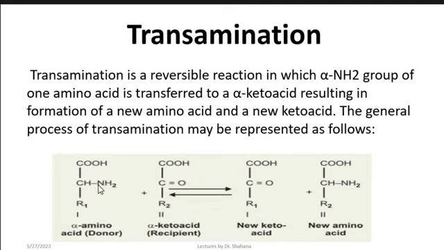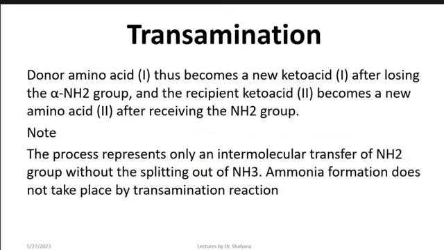The amino group is transferred from the carbon compound of one donor towards the alpha keto acid, a recipient, forming a new keto acid and a new amino acid. The donor amino acid becomes a new keto acid after losing the alpha amino group, while the recipient keto acid becomes a new amino acid after receiving the amino group. The process represents only an intermolecular transfer of the amino group without the splitting out of ammonia.